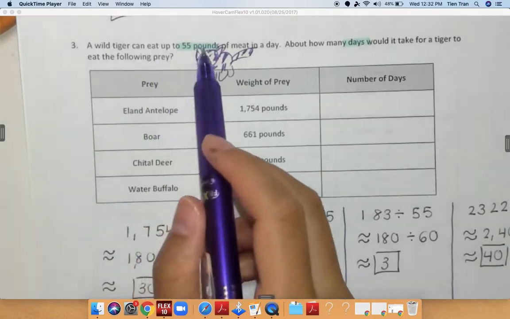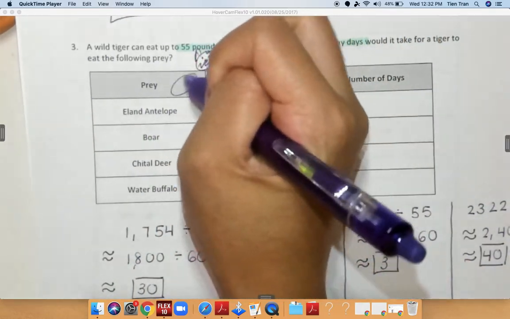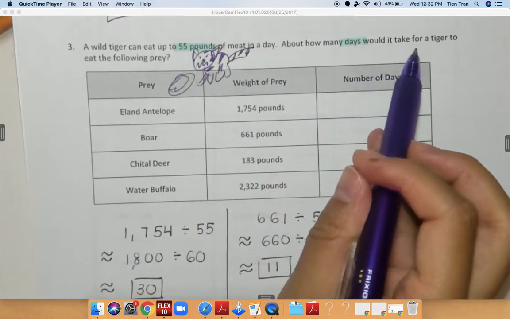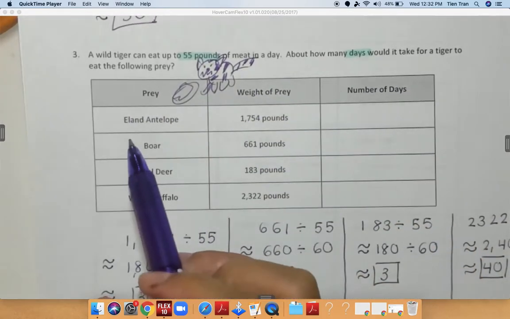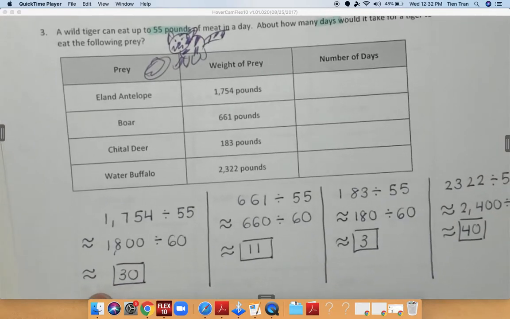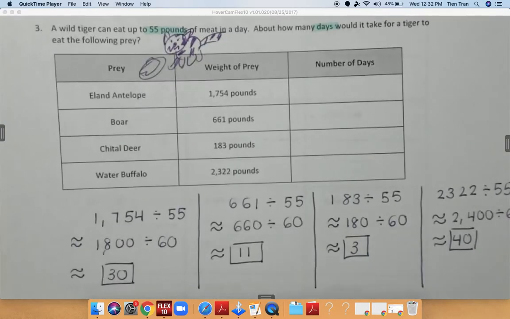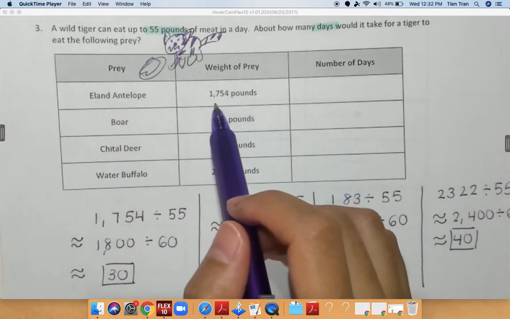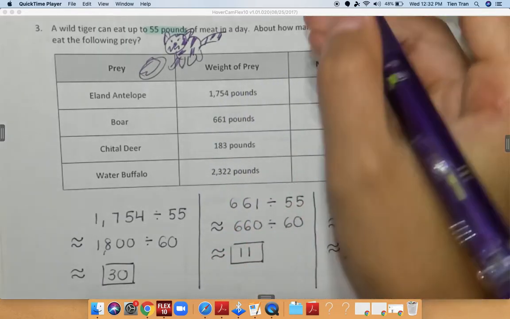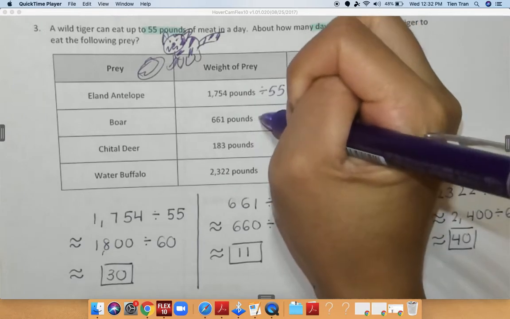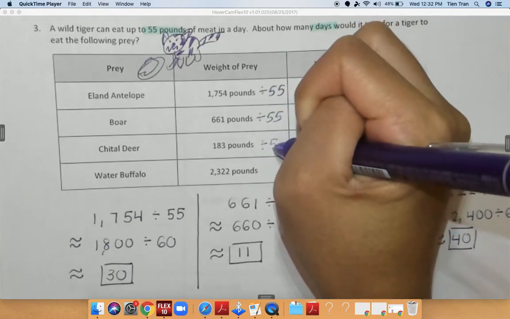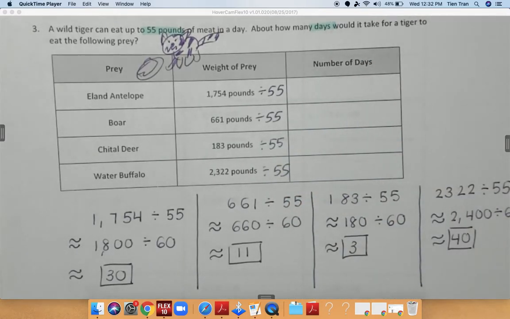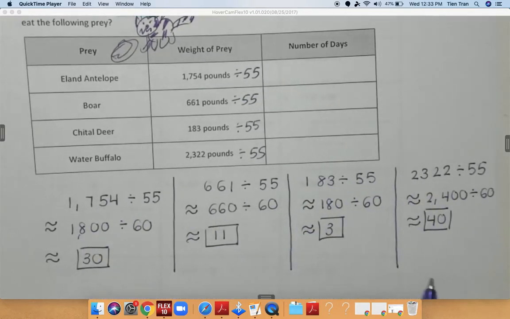So we know that a tiger can eat about 55 pounds of meat a day. So imagine that this is a piece of meat that he's eating. 55 pounds of meat a day. So they're asking how many days would it take for a tiger to eat the following prey. So this is a really sad story, because if you are a vegetarian or vegan, then you're imagining that these tigers are eating animals. So we have the eland antelope, and the weight of the prey is 1,574. So that means that I'm dividing this by 55. Same thing with the boar, the chital deer and the water buffalo. Dividing every single thing by 55. So I wrote it down here so that it's easier to picture.